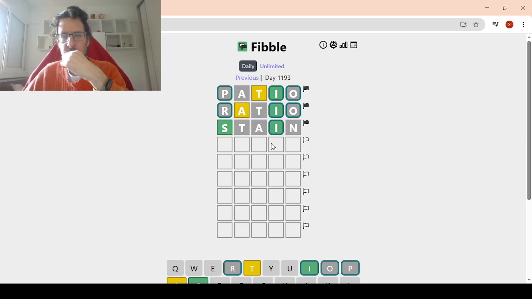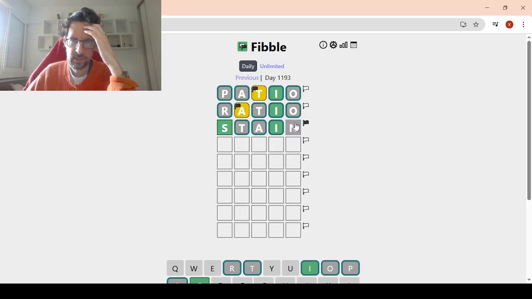Because if one of them is false, then one of the yellows would be true, and then by default the other yellow would be true, and then they would be both false. So they must be both true. So this A is false and this A is true. This T is, sorry, false, and this T is true. So either the S is false or the N is false.